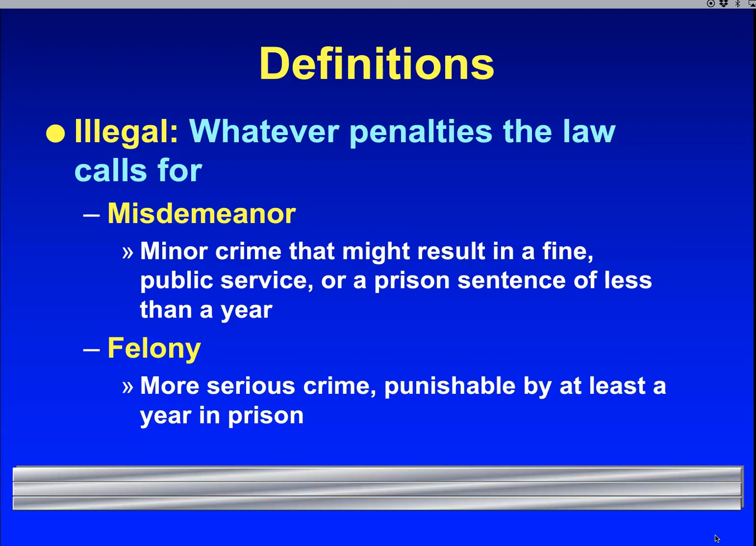If something is illegal, it carries whatever penalty the law says, but we can classify it as a misdemeanor or a felony. A misdemeanor is more minor. It's different in every state, but most states define a misdemeanor as a more minor crime. It might result in a fine, community service, or a jail sentence of less than a year, while a felony is considered more serious and is punishable by at least a year in prison.